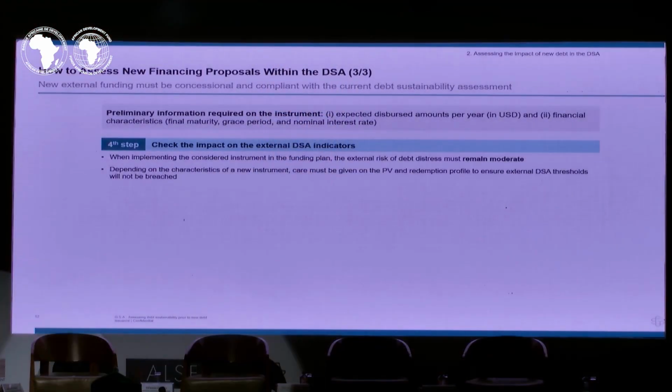The final step that we were proposing to do is to check the impact of this new financing proposal on your external DSA indicators. Here, how to do it again is first updating your funding plan to include these new instruments in your DSA, and to look, in the case that we were looking at before, if you still remain at a moderate risk of debt distress. To do so, what you actually need to do is just make sure that you remain below the thresholds for the 4 indicators under the baseline scenario.